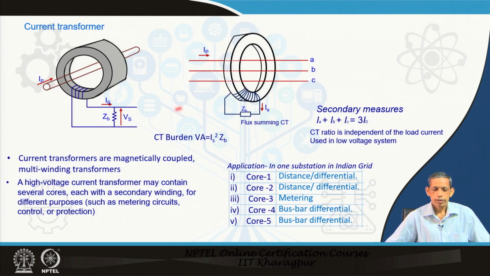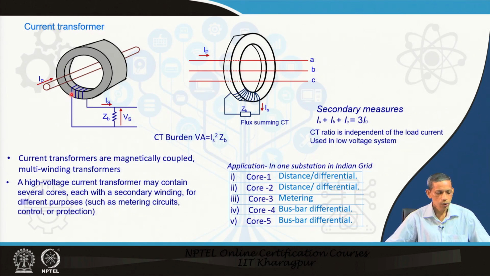In this case, if you see from this to this, the difference is that all the currents will be added. Therefore, the CT ratio is independent of the load current. Agree? Individual load currents, all three, will be added, and that corresponds to 3 I 0. Normally if it is a balanced system, that becomes 0, and during a fault only the unbalanced amount of zero sequence current will be sensed by the secondary.